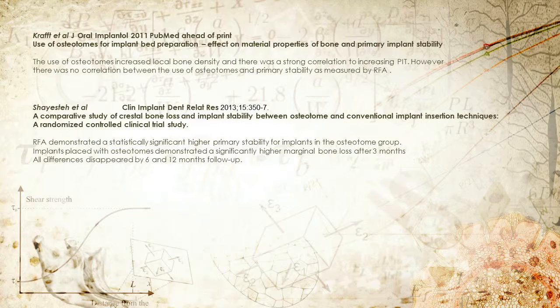Osteotomes. I've got a real thing about osteotomes. I mean, everyone uses them to increase primary stability. And certainly, there are a lot of studies that suggest that it does. But equally, there are a lot of studies that suggest it doesn't. In this study by Kraft, not a particularly illustrious journal, I have to say, he couldn't demonstrate any correlation between the use of osteotomes and stability measured by RFA.